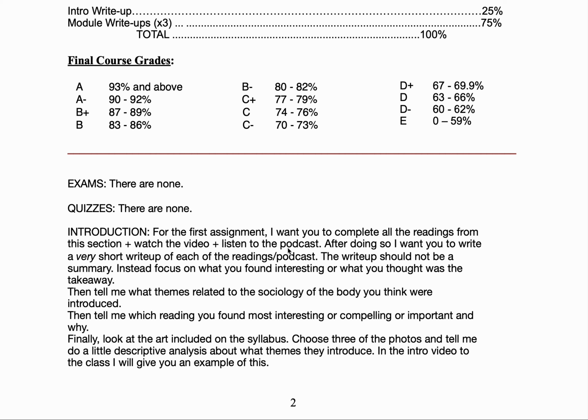I try to have interesting readings. Some of the readings, because they come from popular writing, don't always start with a thesis statement and say, hey, this is the thing that you're supposed to take away. So I want you to tell me what you found interesting.